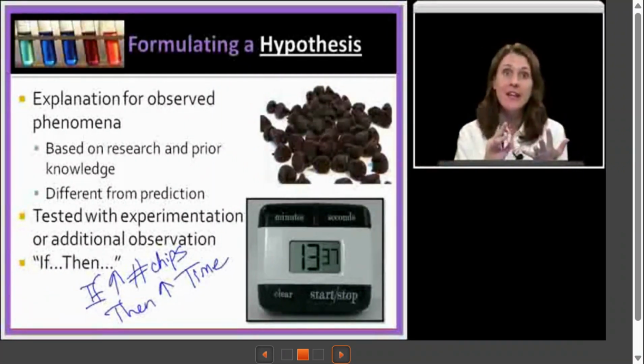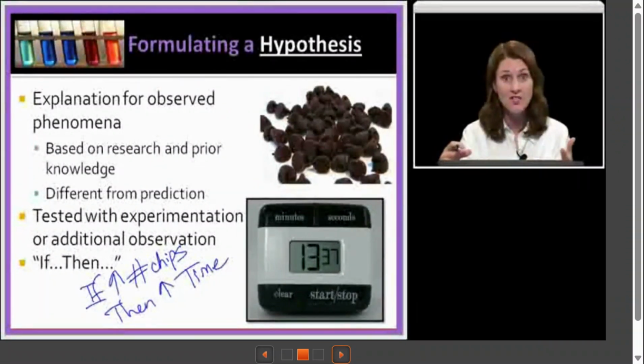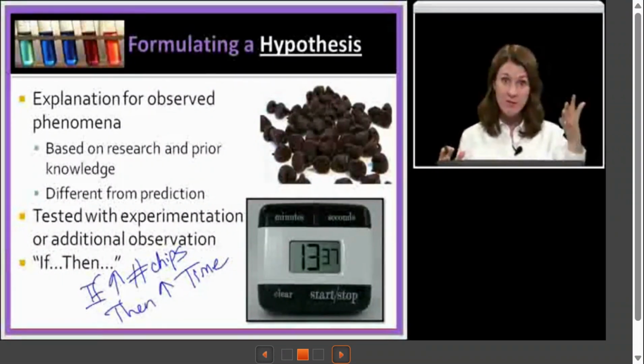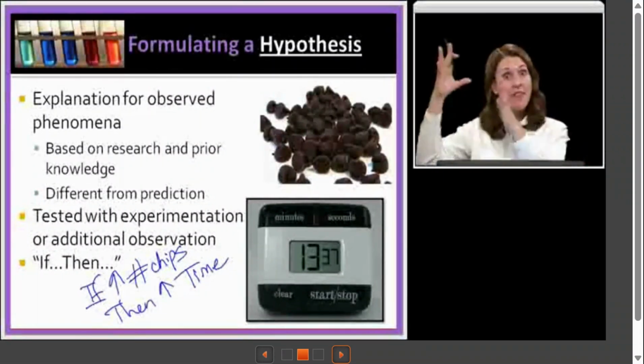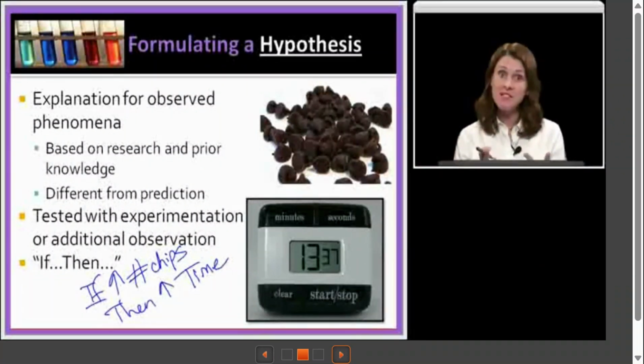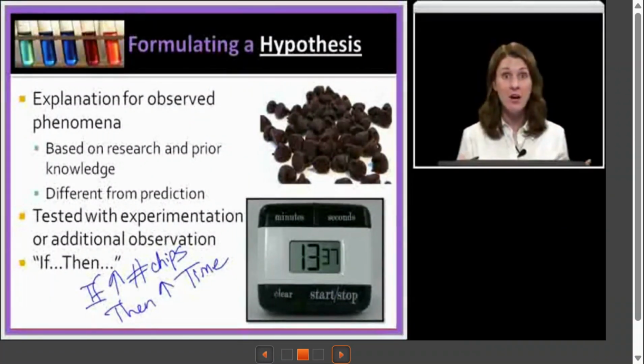So we've written it as an if-then statement, and it's definitely testable, right? We could get into the kitchen and we could test this for ourselves. We could set up a data table where we list how many chocolate chips we're going to be adding for different trials, and then we could also write down what is happening to the baking time as we're doing that. Okay, so we followed our steps. We've set up a testable if-then statement. Now let's talk about how we could set up our experiment about this statement.